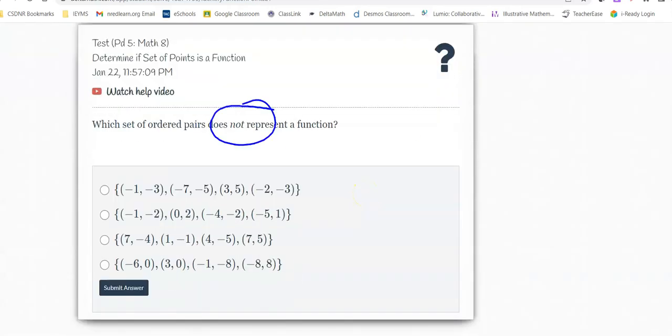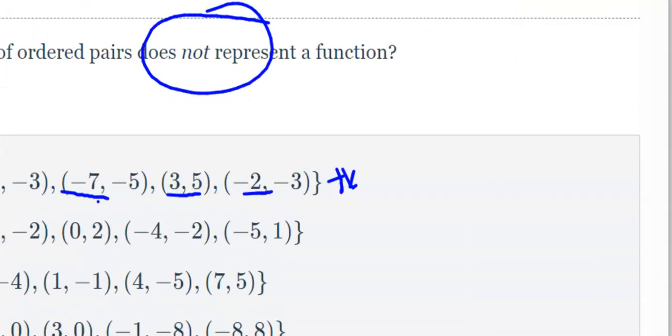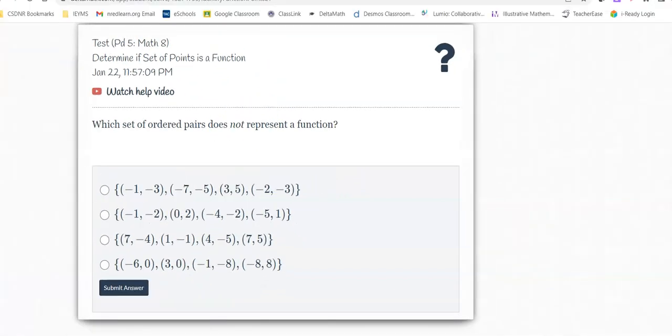This time, they want to know which one is not a function. So look at your x values. This has no repeats, so this is a function. The first one is a function. Let's take a look at the second one. No repeats, so that one is a function.